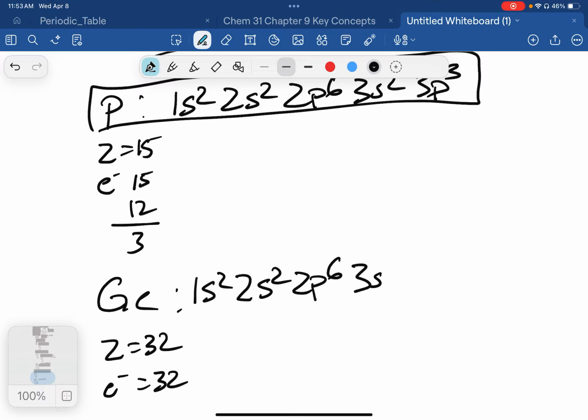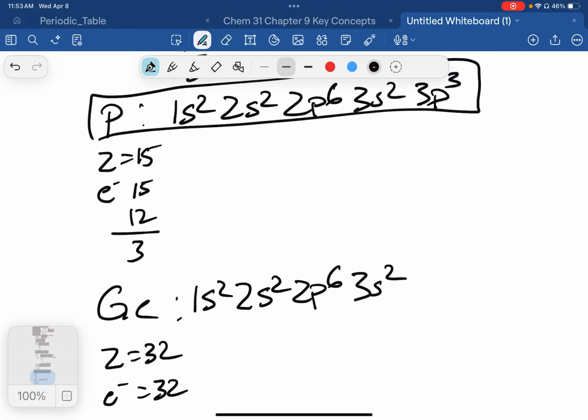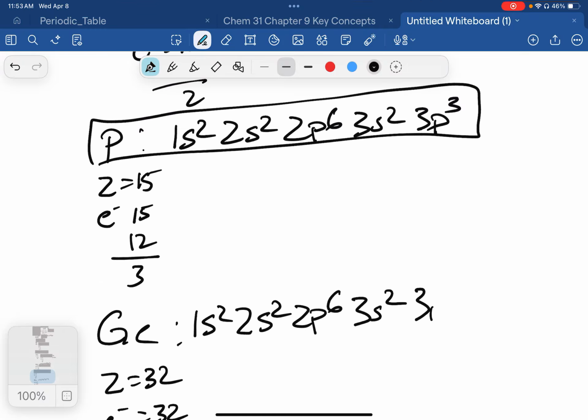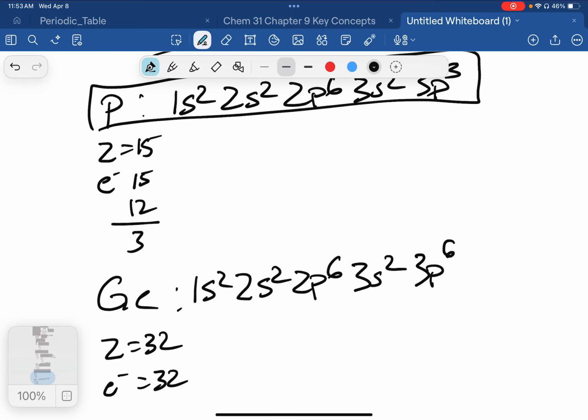Then 3s is filled. And where are we? 2, 4, 10, 12. Okay, we've got a whole bunch more. So let's go ahead and look at the 3p. We know 3p can hold 6 because a p orbital fills up at 6. And so let's see where we are.